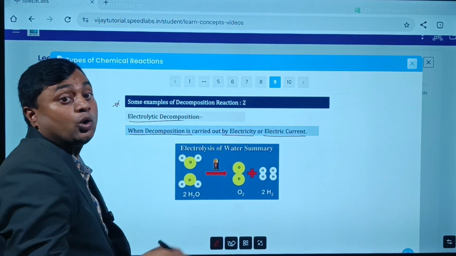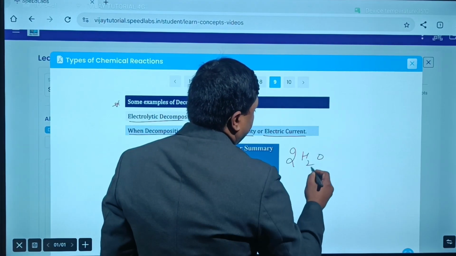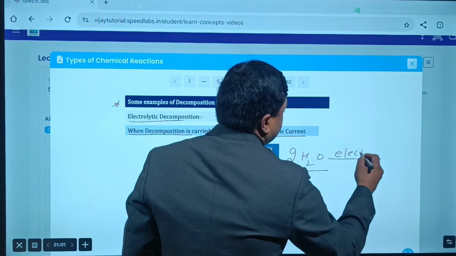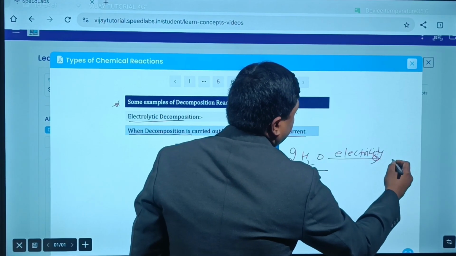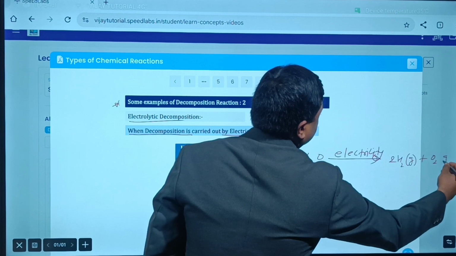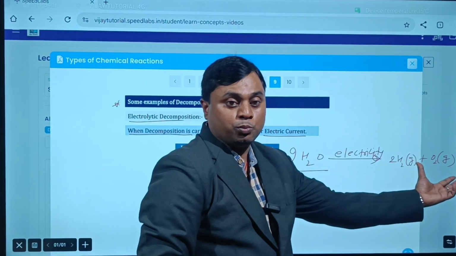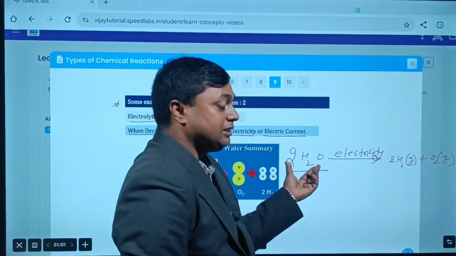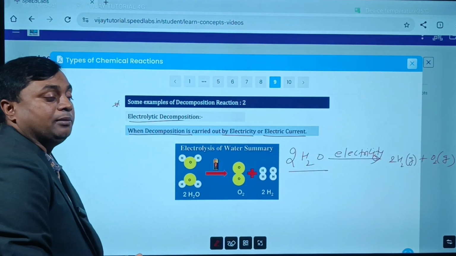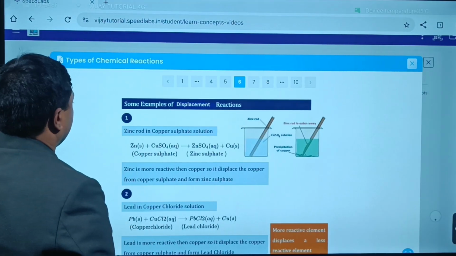For example, electrolysis of water. So water is what? H2O. Whenever two molecules of water are in the presence of electricity, it gives you 2 molecules of hydrogen gas and 1 molecule of oxygen gas. So in this reaction, how many reactants? 1 reactant and 2 products. Yes or no? As this is carried out with the help of electricity, it is called electrolytic decomposition.